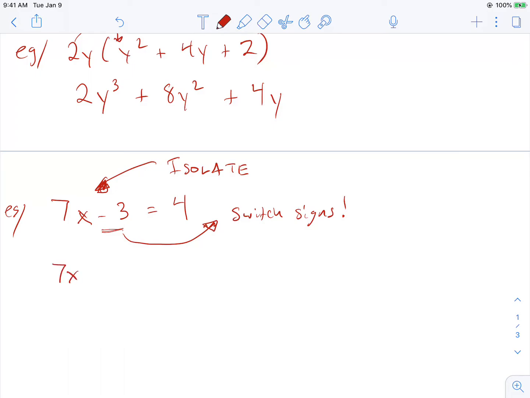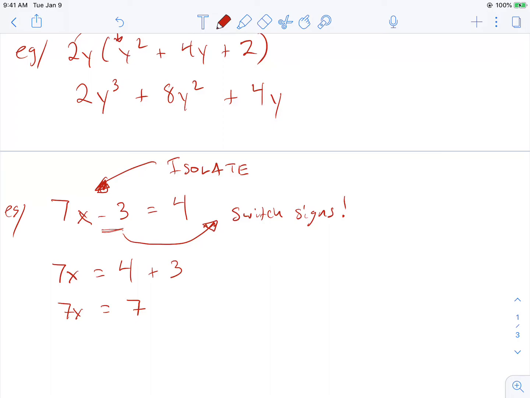7x, this minus 3 is now on the other side, so we can't write it on the left side anymore, equals 4, and then this minus 3 became positive 3. Now what we'll do is we'll just collect our like terms like we did before. 7x equals 4 plus 3 is 7. And now what we want to do is we want to get x by itself.